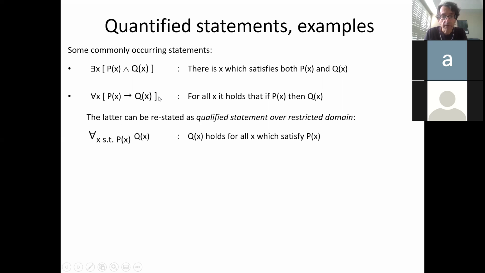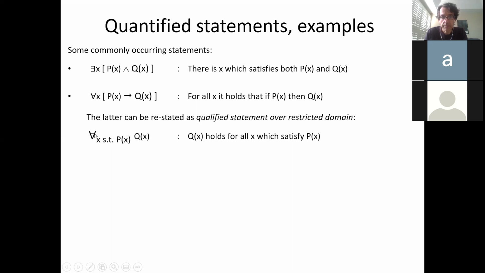Notice both this statement and this statement essentially say nothing about X's which do not satisfy P. In what sense do they say nothing? Well, they don't say whether they satisfy Q. Maybe some of those that don't satisfy P satisfy Q. Maybe some of those that don't satisfy P don't satisfy Q. It says nothing about them. Why? Because everyone who doesn't satisfy P will make this implication true, regardless of whether they satisfy Q or not.